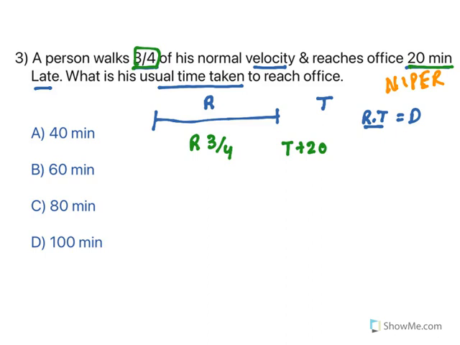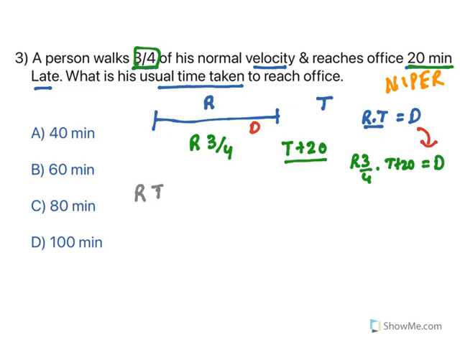Imagine with normal velocity, if he is reaching in half an hour or 30 minutes, 20 minutes late means how much does it become? It becomes 50. That means you need to write T plus 20. Don't get confused here. Now, see again R. So what it becomes? R 3/4 into T plus 20. Again, this is the same distance. You are not changing this distance. So both of them are same. So what can you write?